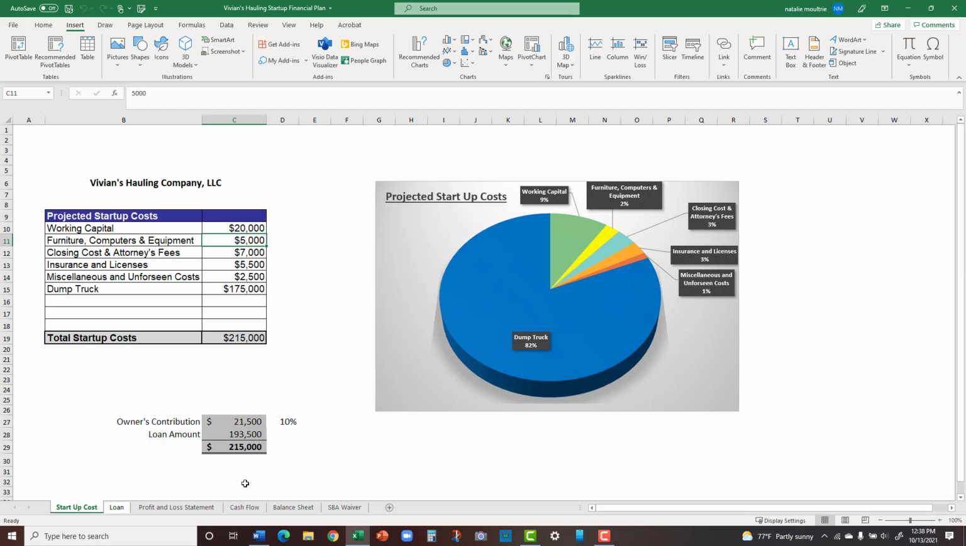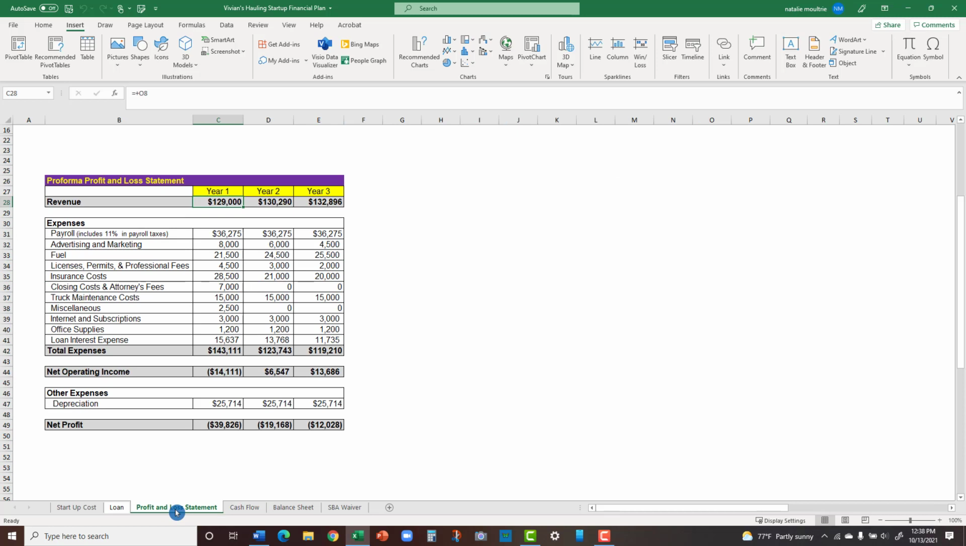First, let's take a look at the profit and loss statement. Now, for your business plan, you need to show a 3-year projection for the first 3 years in business. That's why the term pro forma is used. So here we have a projection of the first 3 years in business for Vivian's Hauling Company.